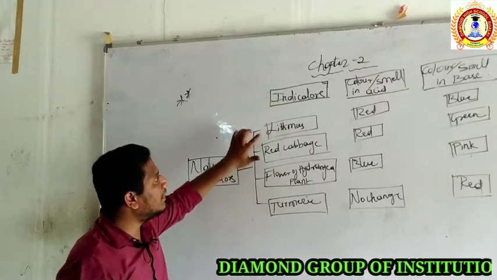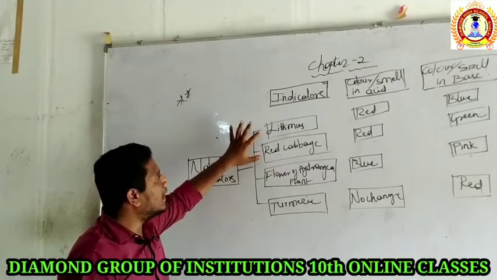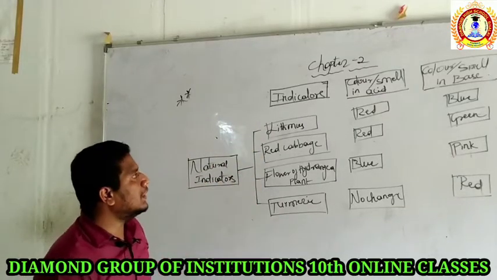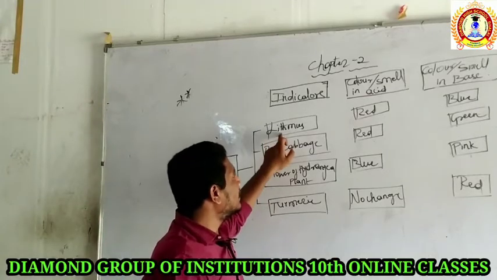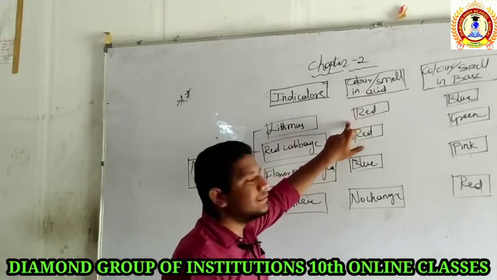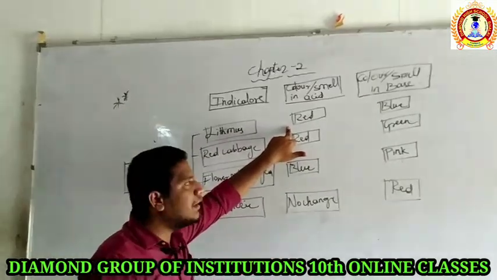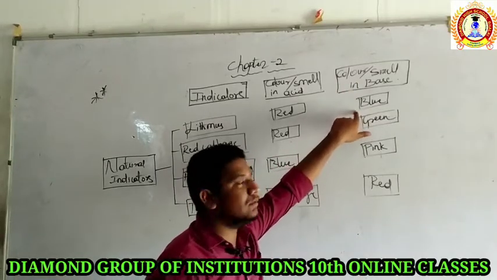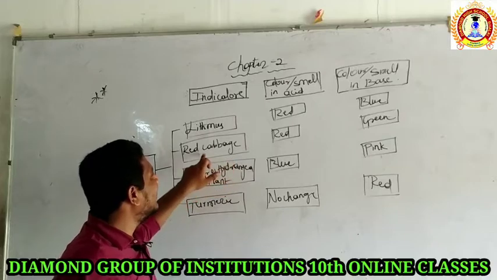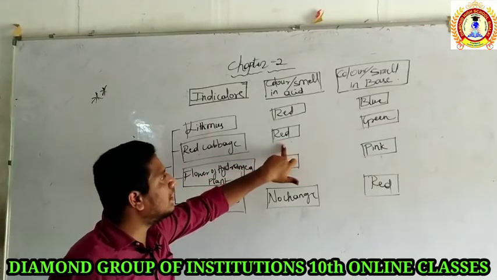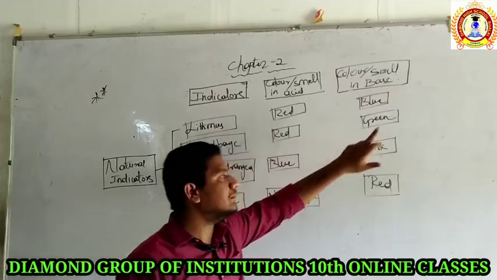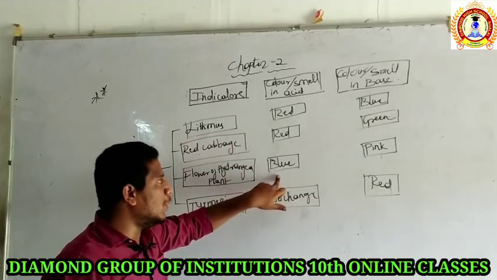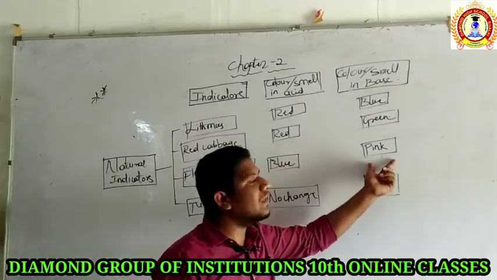There are 4 types of natural indicators. Examples are litmus, red cabbage, the flower of the hydrangea plant, and even turmeric. When litmus is placed in acid, it is red in color, and when placed in base, it is blue in color. Red cabbage in acid is red, but in base it is green. The flower of the hydrangea plant is blue in acid, and in base it gives pink in color.